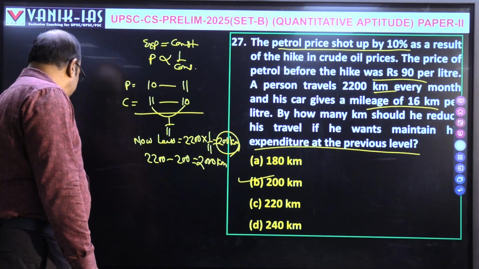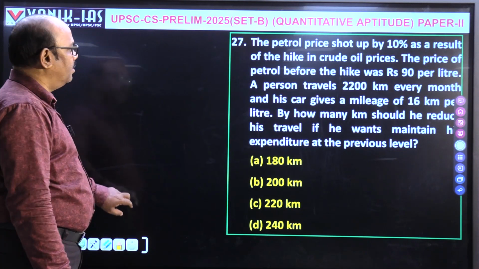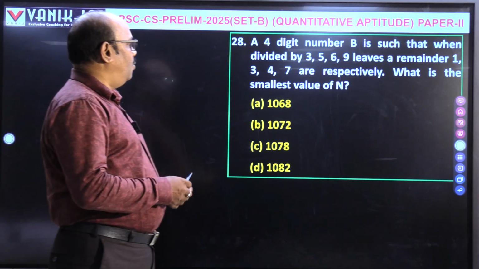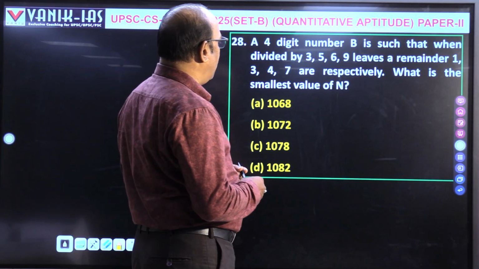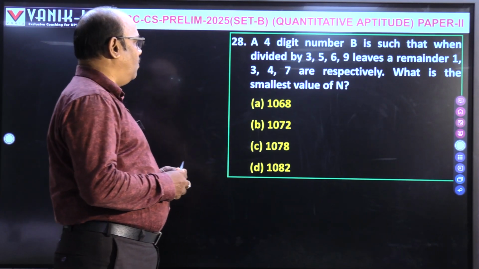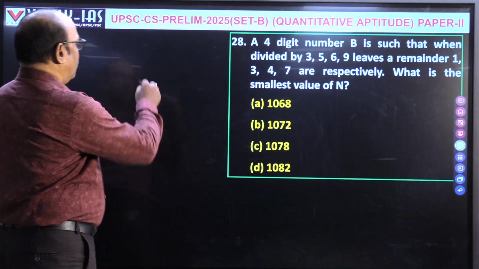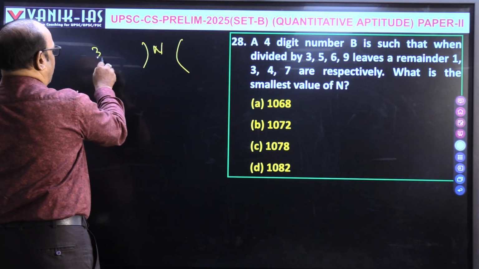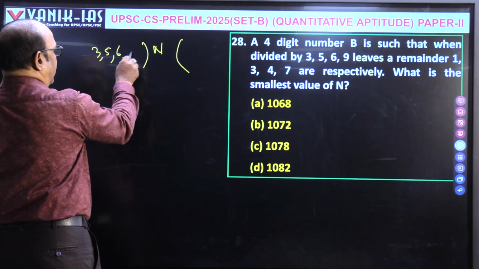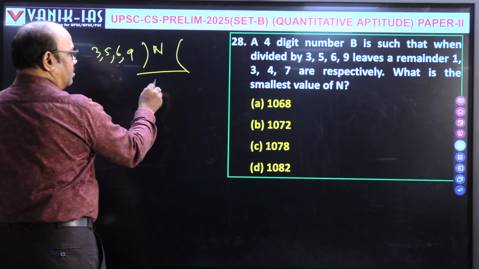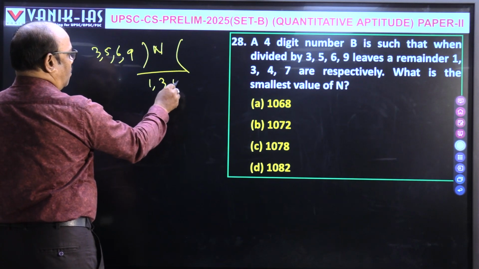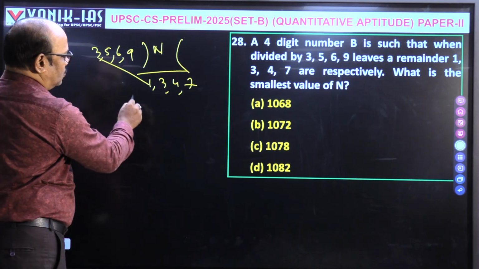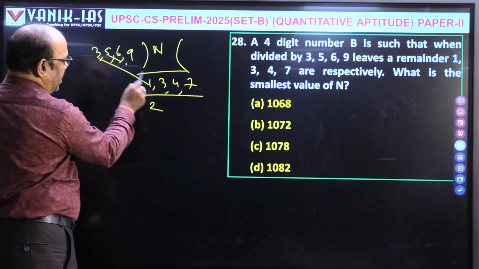Next question. A 4-digit number such that when divided by 3, 5, 6, 9 leaves remainders 1, 3, 4 and 7 respectively. So see the difference between these: 3 minus 1, difference is 2. 5 minus 3, difference 2.